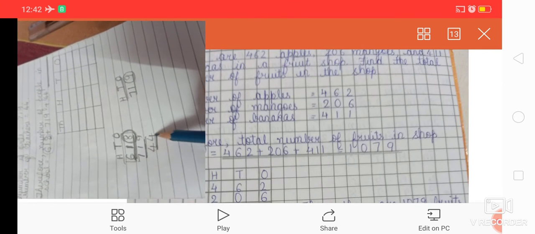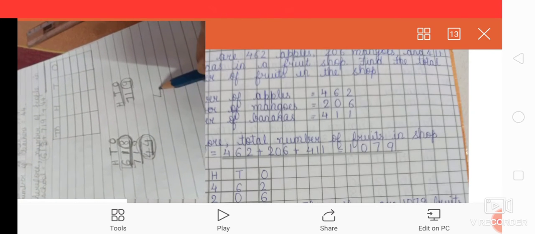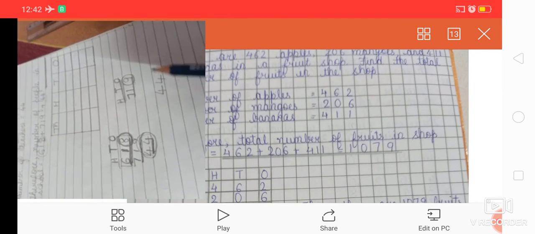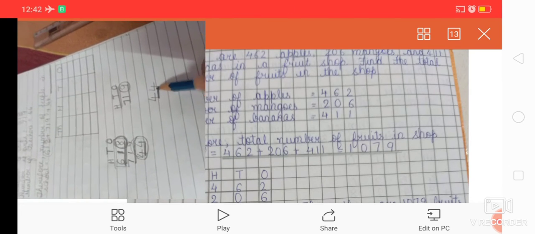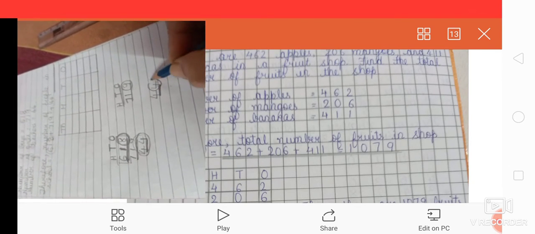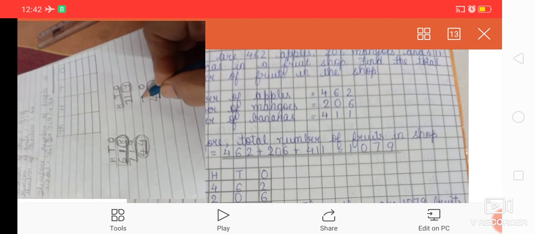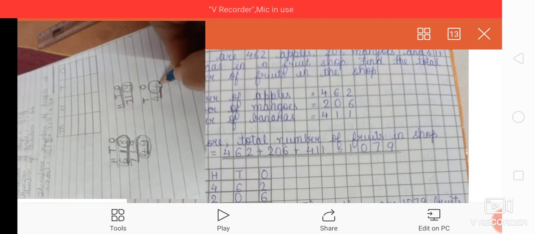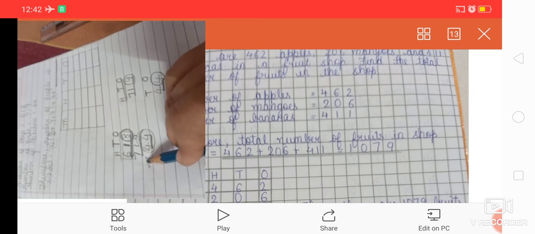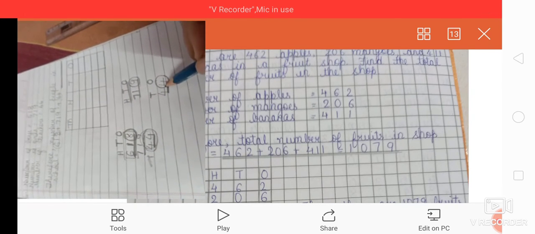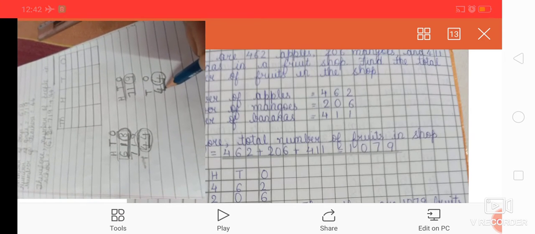Now there are only two digits in this last one. So only 44 is given. So how will you arrange this number? You will always start with the last number and this will come on the ones place, and this on the tens place. Because there is no number given on the hundreds place or thousands place.